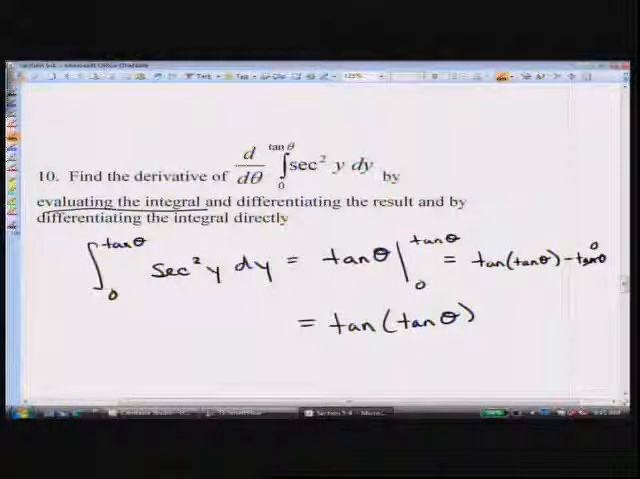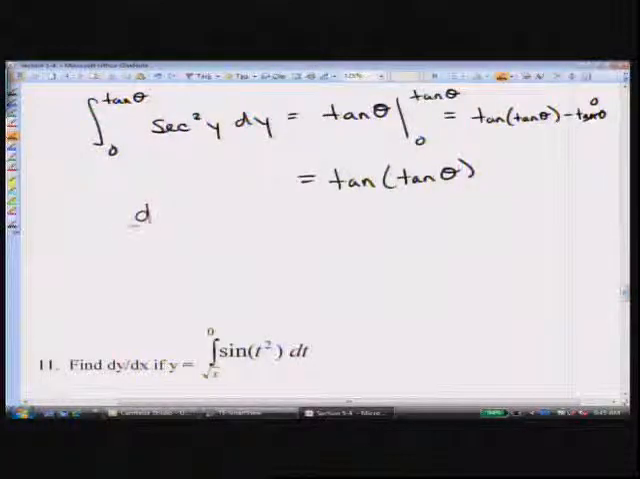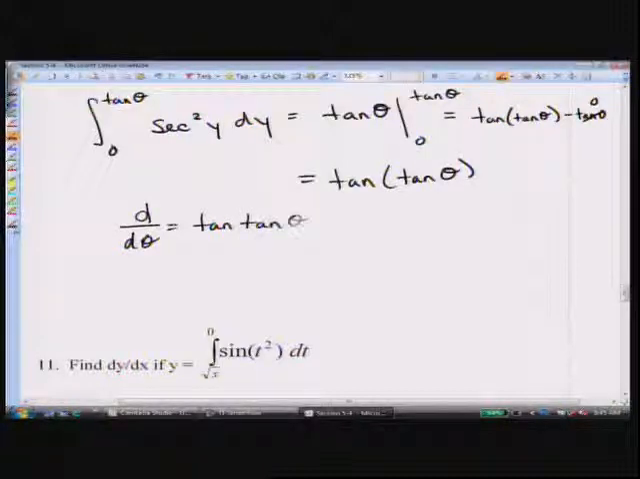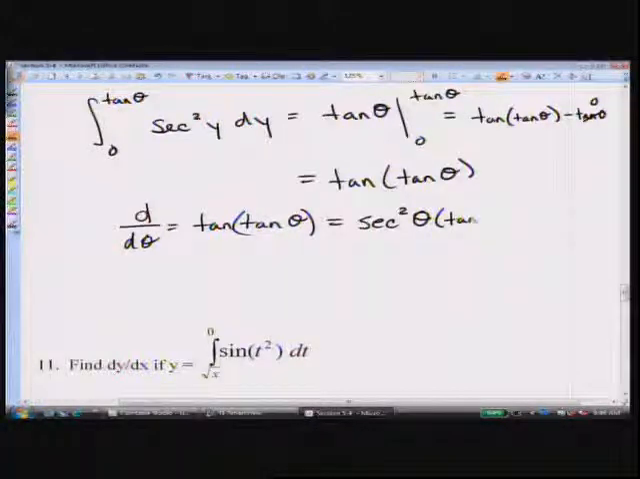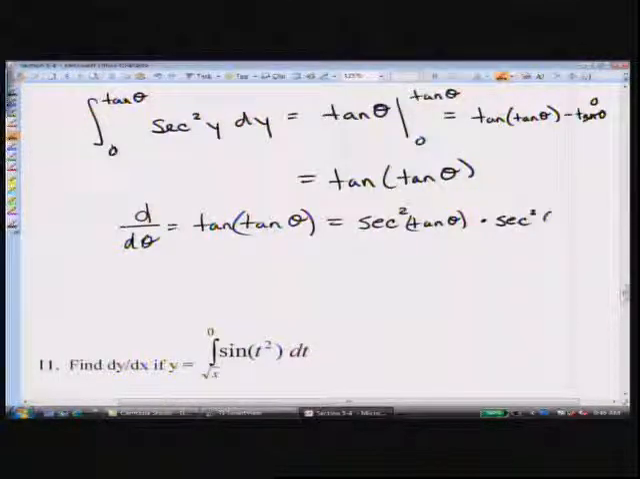Okay, so that's evaluating the integral. Now let's differentiate the result. So now finding the derivative with respect to theta of the tangent of theta, you have to use the chain rule, right? The derivative of the tangent is secant squared u, where u is tangent theta, and then times the derivative of u, the derivative of tangent theta, which is secant squared theta.